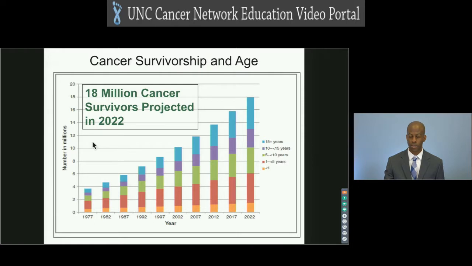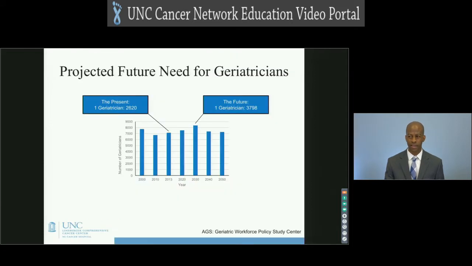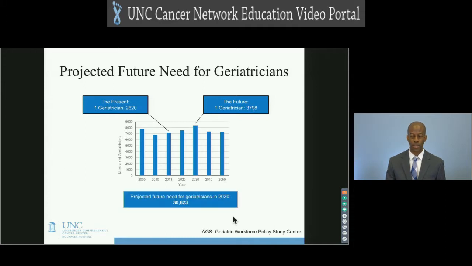And that has important workforce implications, because who is going to care for those older cancer survivors? So here are the projected future needs for geriatricians, and this graph is fairly depressing, because at present there is about one geriatrician for about every 2,620 older adults in the United States. These are the most recent estimates for 2013. Flash forward to 2030, if you were to keep a fairly similar, although not quite, ratio, maybe 1.5 times what it is currently, so one geriatrician to 3,798 older adults, you would require an additional 30,000 geriatricians. At the current rate of training of about 200 a year, we're probably not going to make it. So that is going to be an interesting scenario.